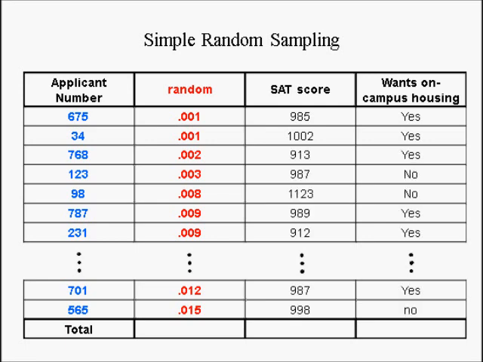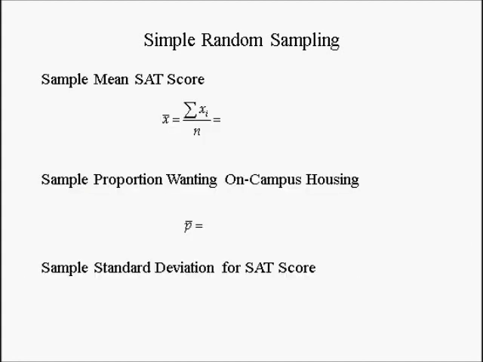The sum of the 30 SAT scores in the sample from the 900 current year applications to St. Andrews College is 30,299. The number of applicants in the sample of 30 applicants desiring on-campus housing is 20. The SAT sample mean score equals the sum of SAT scores divided by the sample size of 30. The sum of the SAT scores is 30,299. The sample mean is 1009.97.